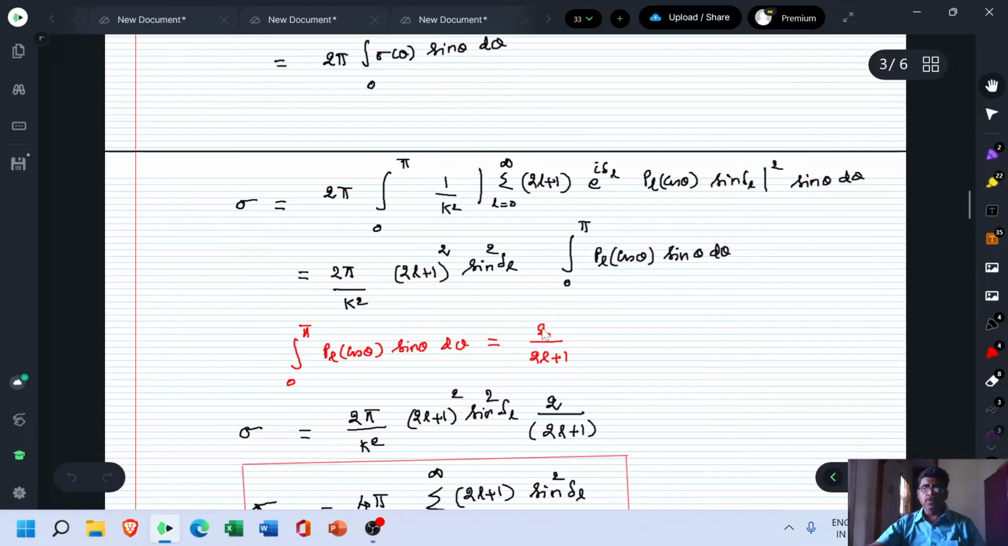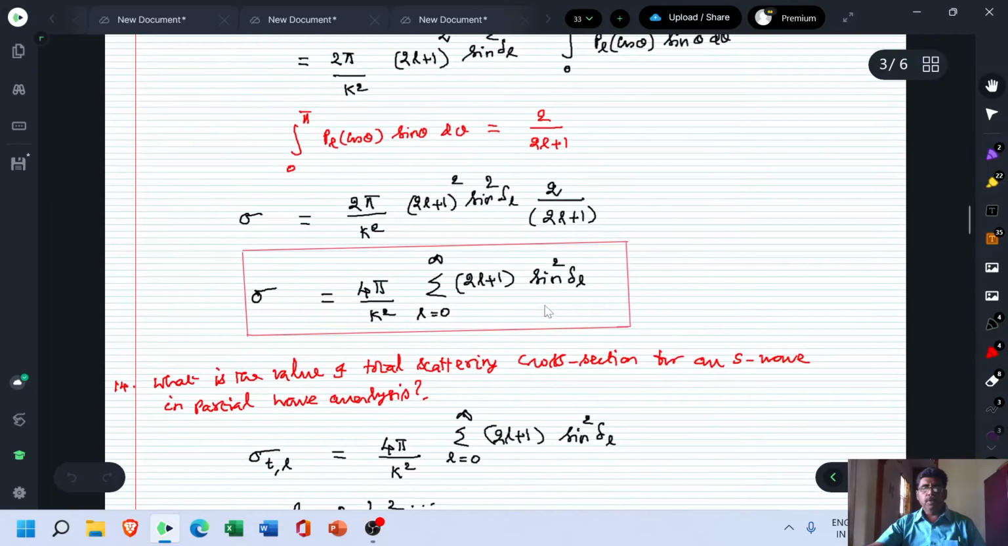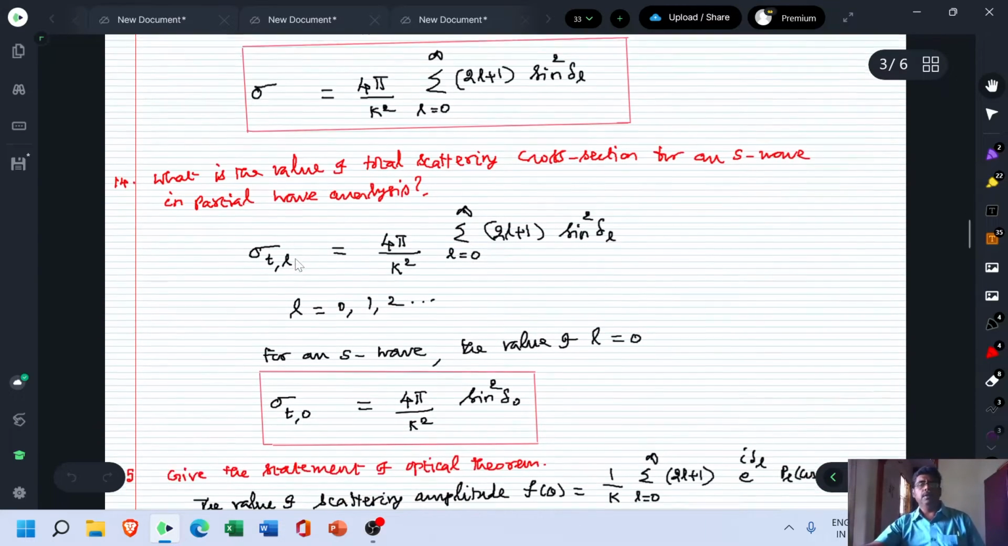Then the integral value is 2 divided by 2l plus 1. If you substitute this value here, sigma is equal to 2 pi by k square, sum of 2l plus 1 whole square sin square delta l, times 2 divided by 2l plus 1, that is equal to 4 pi by k square, sum of 2l plus 1 sin square delta l. This is the value of total scattering cross section.